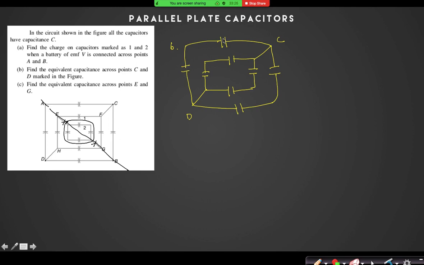Yes, sir. If this C and C are in series, that will form C by 2. You can also do a mental calculation, it's not difficult. This is C by 2, this is also C by 2. So four such C by 2 are there in parallel. What will be the equivalent when 4 are in parallel? I have to only multiply with 4, yes or no? So C equivalent is equal to 4C by 2, that is 2C.